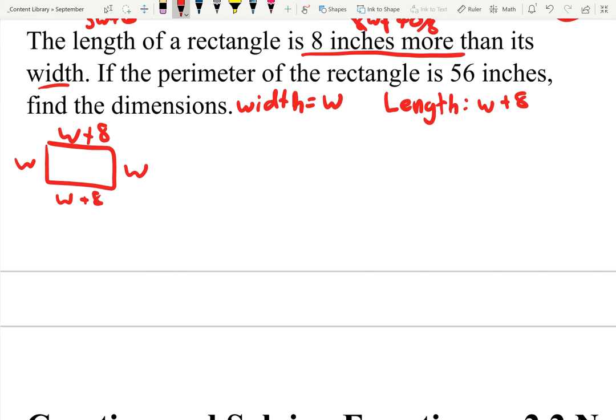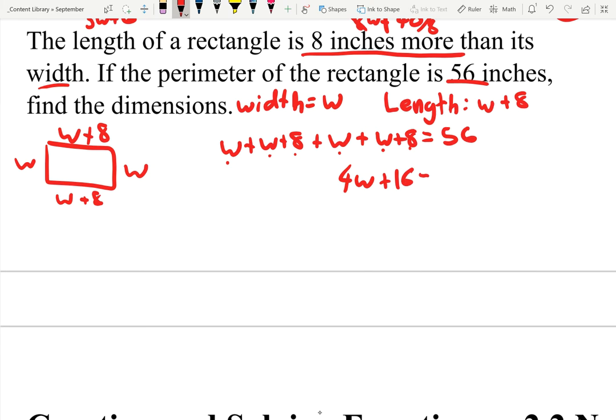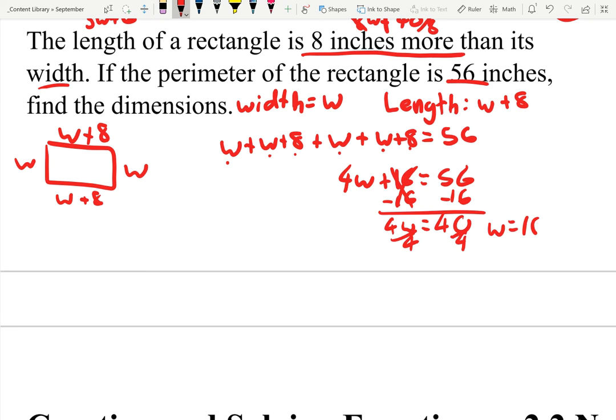So when I solve this problem, remember, you got to make your equation, add up all 4 of these, and it's going to equal 56 for this problem. So you have W plus 8 plus W plus 8 equals 56. So solving it, we have 1, 1, 1, and 1. That's all together, that's 4W. And then plus 8, that's plus 16, equal to 56. Now subtract 16. This is 4W equal to 40. Divide by 4, and we see that W is 10.